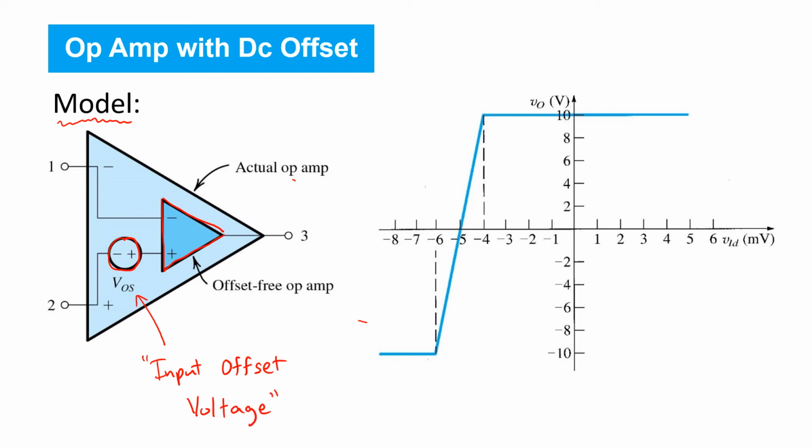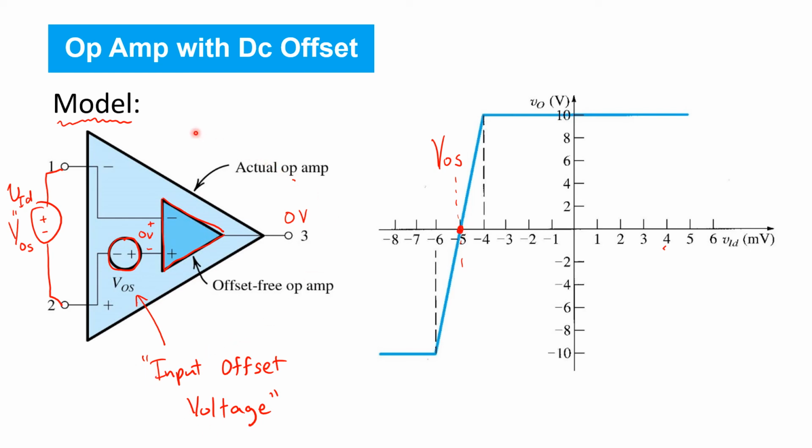Which is precisely the voltage that we found on the last slide, provides zero output voltage. Indeed, we see that if we apply an input voltage VOS here, then we would have exactly 0 volts inside of our model applied to the offset-free op-amp. And since this dark blue triangle is offset-free, that would give rise to 0 volts at the output. So as we expect, at an input voltage of VOS, we have 0 output voltage.